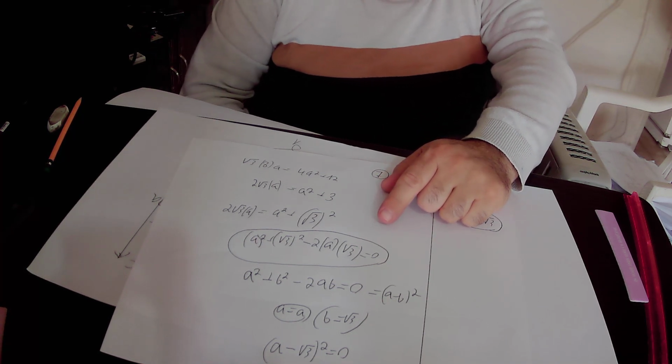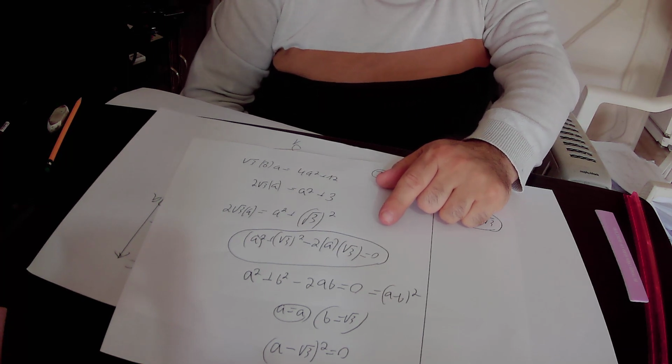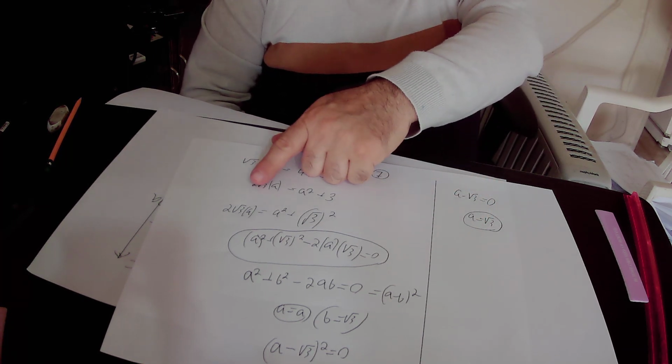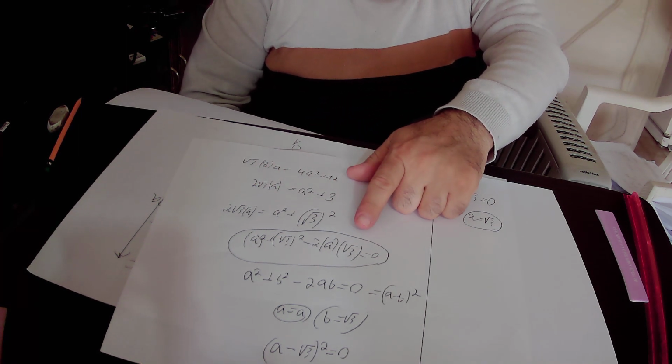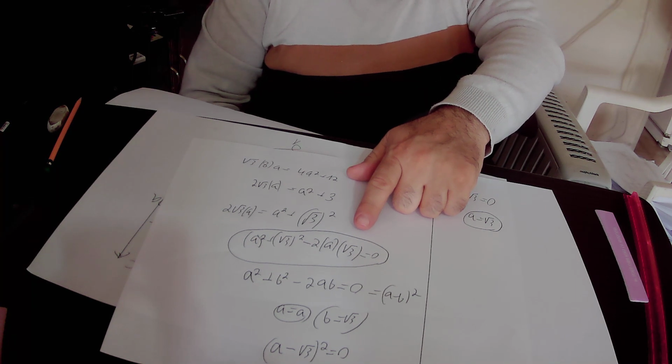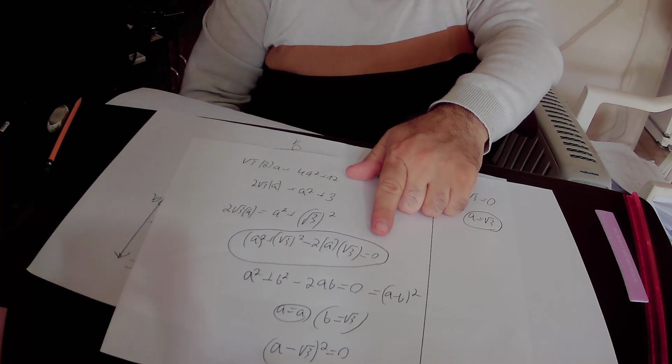So here we got that a square minus square root of 3 square. We subtracted 2 times square root of 3a from this equation, and we got that a square minus square root of 3 square minus 2 times a times square root of 3 equals to 0.